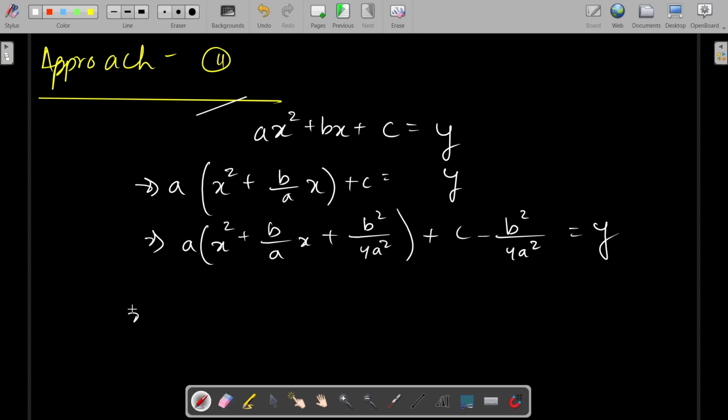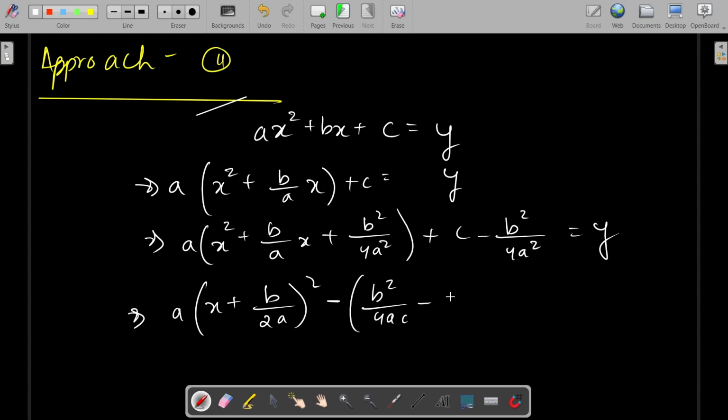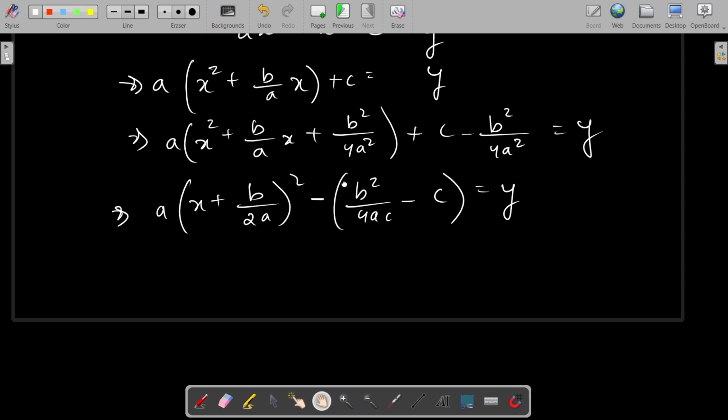Now, let's write it like this because we have created a perfect square. We'll take minus common here and get a times the quantity x plus b over 2a squared, plus c minus b square over 4a, is equal to y. This is what we're going to get.